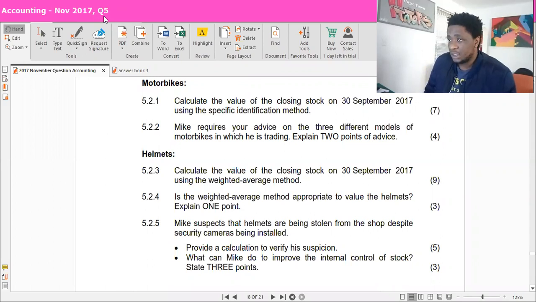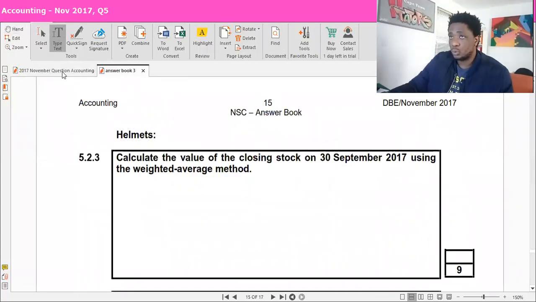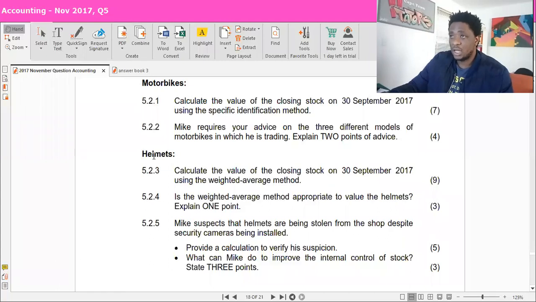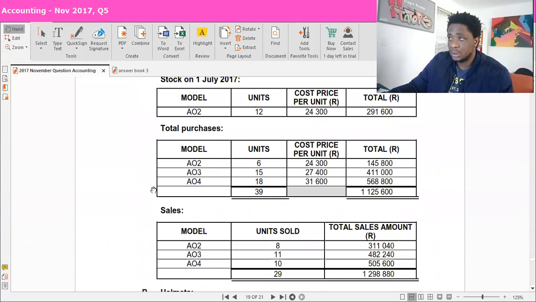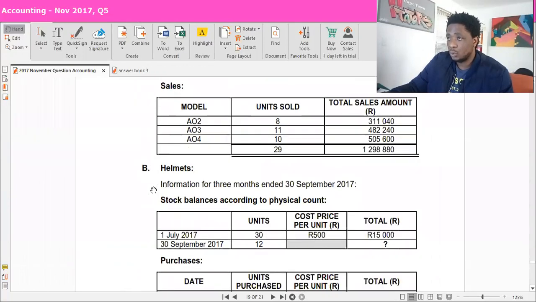So the first question is: calculate the value of closing stock on 30th of September 2017 using the weighted average method. And that's for 9 marks. Okay, cool. And we know that it relates to helmets. So let us look at the stock of the helmets. So we have helmets here.